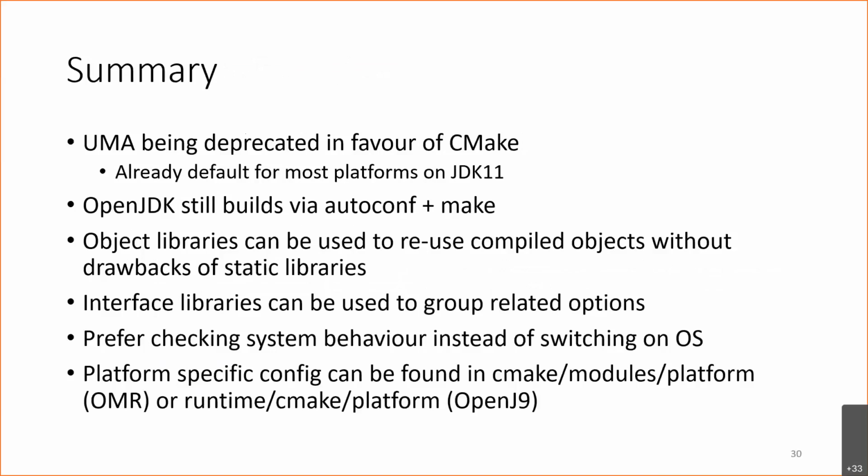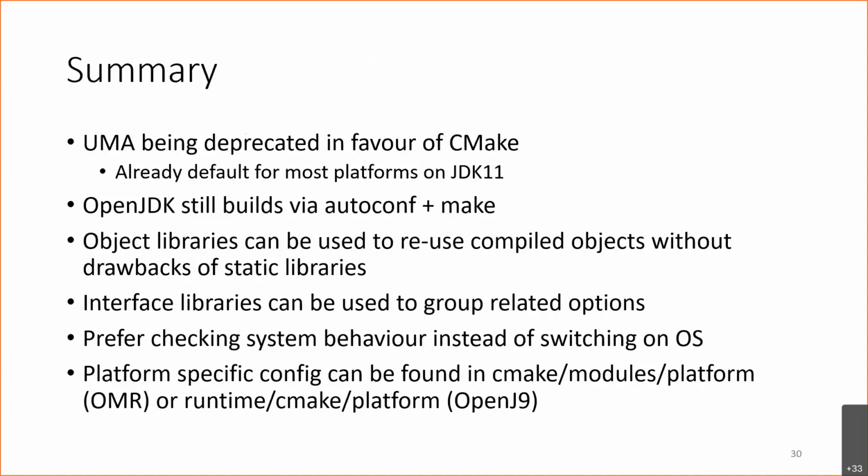So in summary, UMA is being deprecated in favor of CMake builds. We are already the default on JDK 11 for almost all the platforms, but OpenJDK itself is still being built with autoconf and make. In CMake, you can use object libraries to reuse compiled objects without some of the drawbacks of static libraries, namely exporting symbols if you're building a shared library, as we are in the port library. Interface libraries can be used to group related options to propagate to other targets.